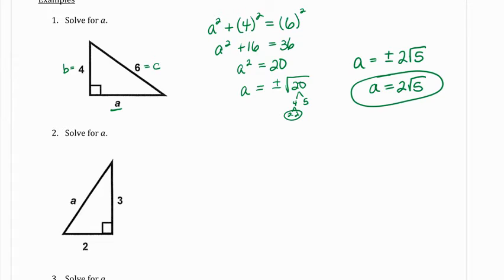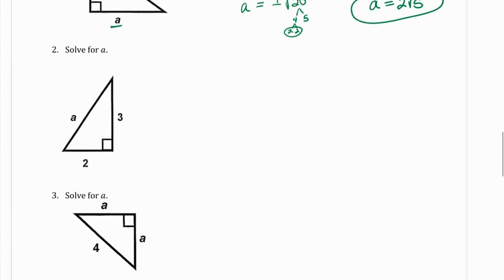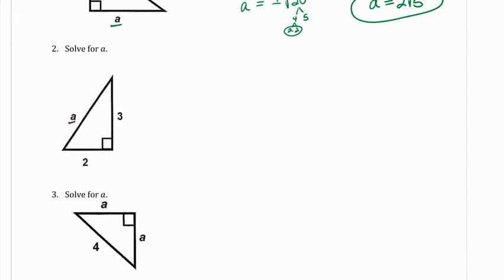Okay, let's try another one here. Same idea this time. We've got a that we're looking for. This time, though, this a is like our c, our hypotenuse. These two are our legs, our a and our b. So we're going to do 2 squared plus 3 squared should equal a squared, and when I say a, I mean the variable a. That's like our hypotenuse. So we get 4 plus 9 equals a squared. 4 plus 9 is 13.